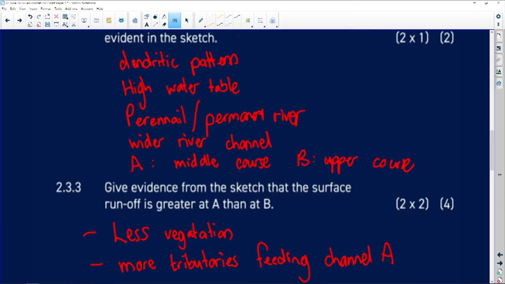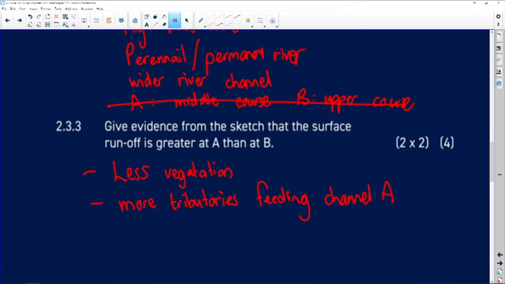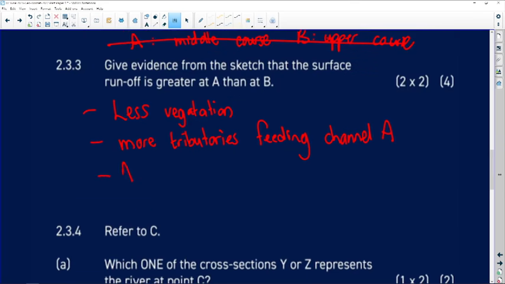Well, I filled this at the wrong point. Let me just do that. A is in the middle course, and B in the upper course.